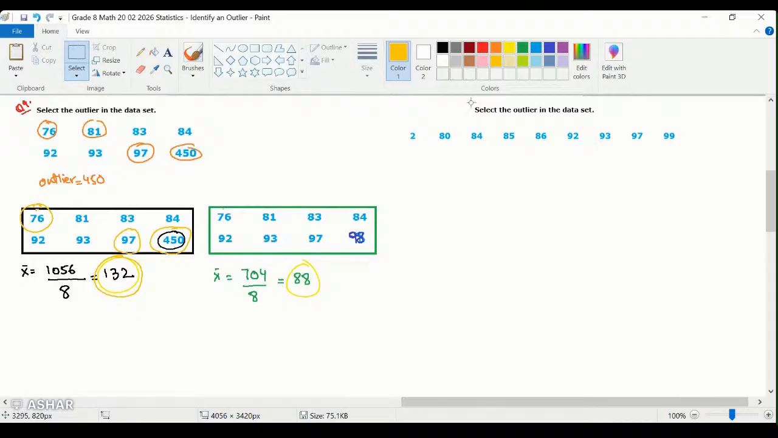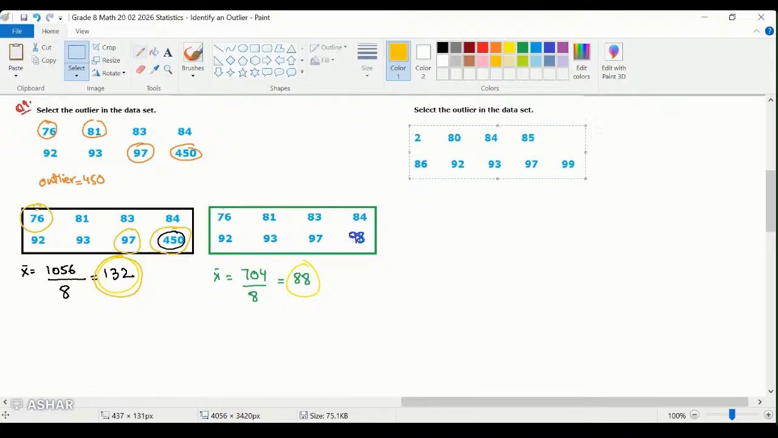Okay, for question number 10, let's simply find the outlier. Let's not try doing anything else. Let's see if we can identify the outlier.